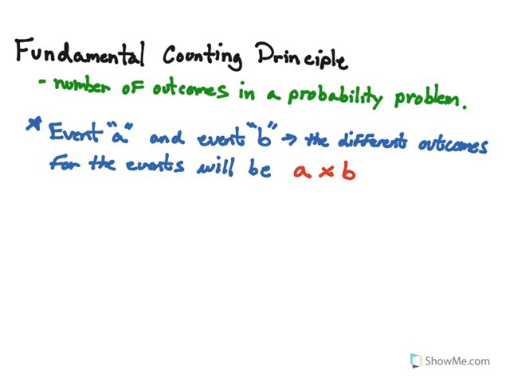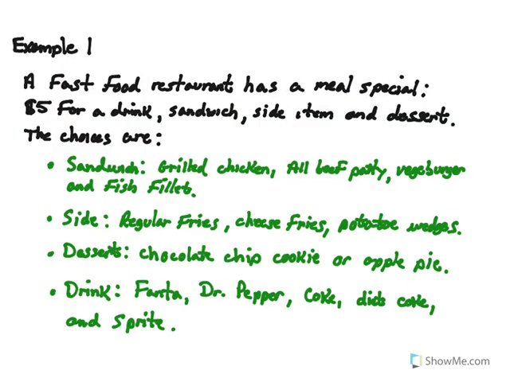Let's look at an example, okay? And I have it already written out because it was kind of long. So, example 1, all right? We have a fast food restaurant that has a meal special for $5. And for $5, you get a drink, a sandwich, a side item, and a dessert. And basically, there are 4 different types of sandwiches. The choices will be an all beef patty, a veggie burger, grilled chicken, and a fish fillet. So those are your choices for your sandwiches.